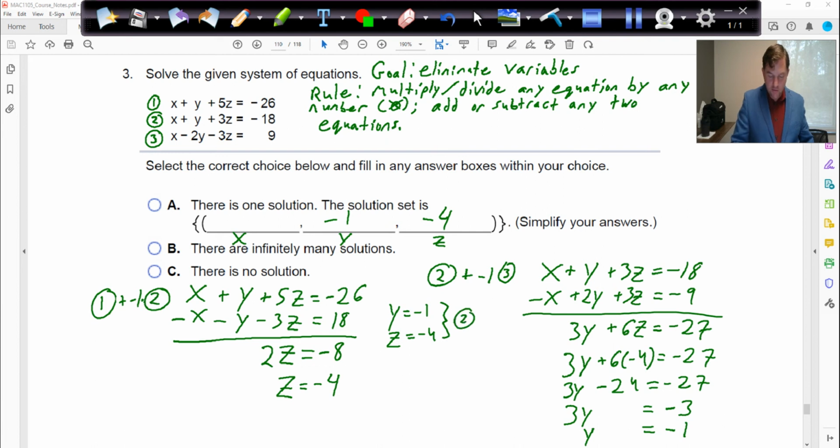So what do we have? We have x plus y, but y is minus 1, plus 3 times z, but z is negative 4, and that equals minus 18. This would be x, this would be minus 12 minus 1 is minus 13. Add 13 to both sides, x would equal negative 5.